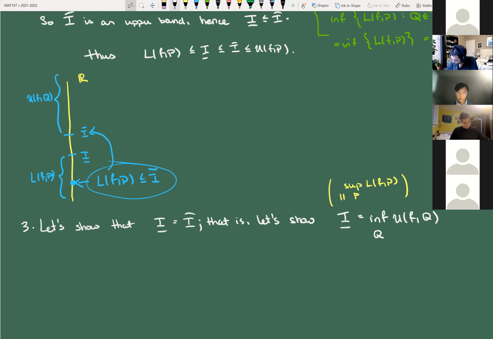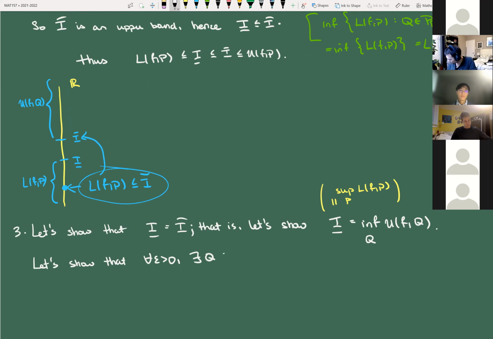Let's show that for every epsilon, there exists a partition Q such that, okay, so if I'm doing the infimum, what I want is I bar is less than or equal to U, F, Q is less than I bar plus epsilon, right?